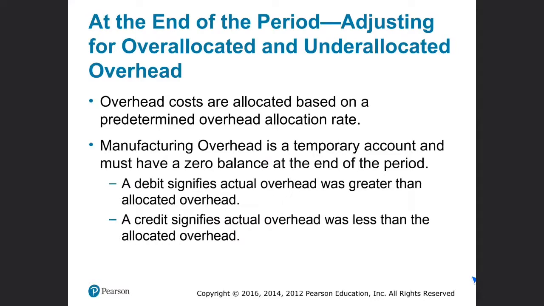And then we see here, they're telling us a debit signifies the actual overhead was greater than the allocated overhead. So if there's a debit to our manufacturing overhead account, the actual overhead was greater than the allocated overhead. And if there's a credit, the actual overhead was less than the allocated overhead.